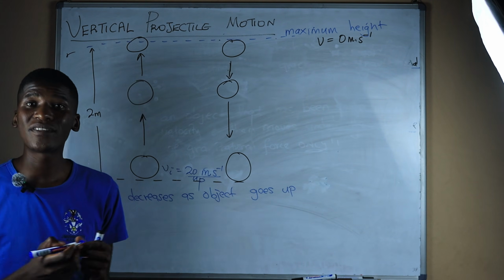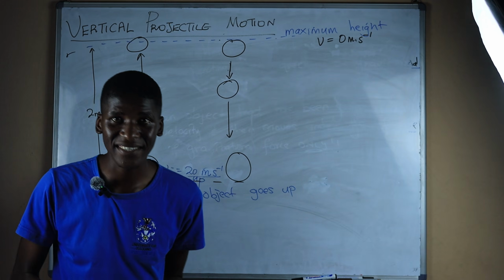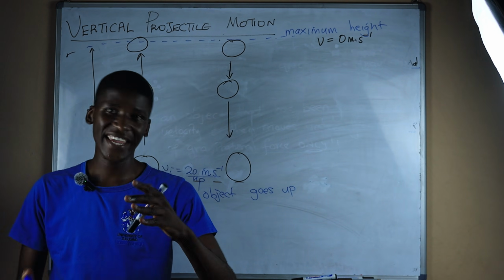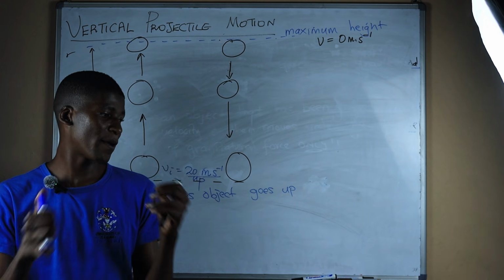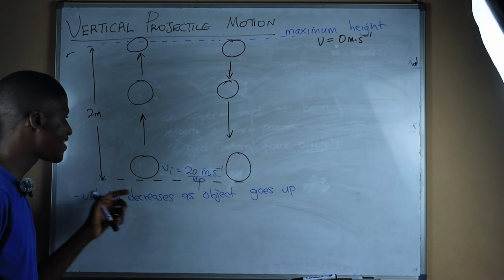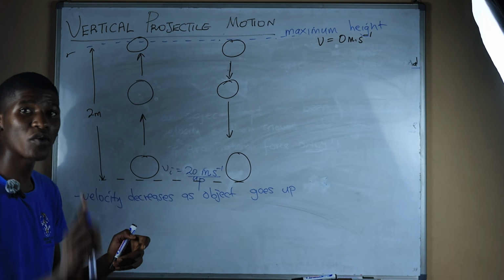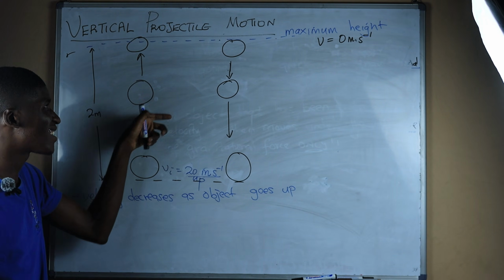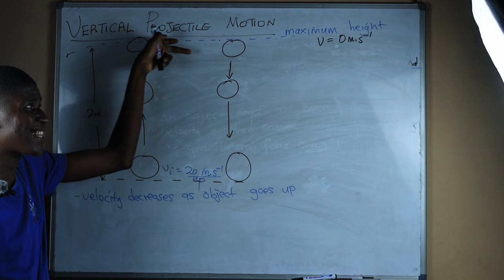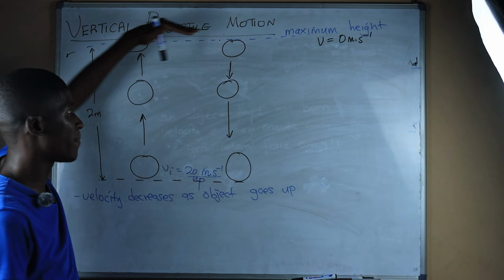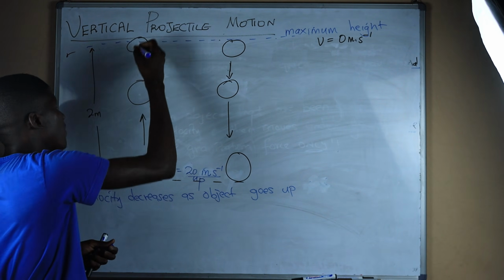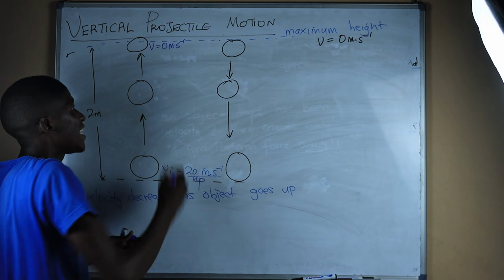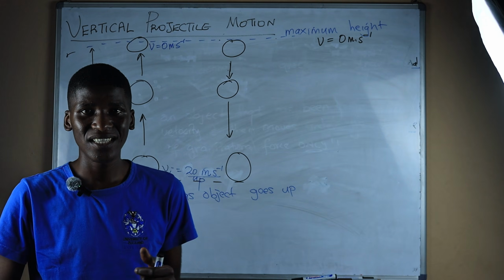So as the object goes up, the velocity decreases. You are going to find out the reasons why that happens when you learn of work, energy and power later on this year. But basically you need to know that the velocity decreases as an object goes up. So it decreased from 20 meters per second. It decreased until it reached 0 meters per second here at the maximum height. So when it is at the maximum height, its velocity is just 0 meters per second. Its velocity has decreased. Okay?